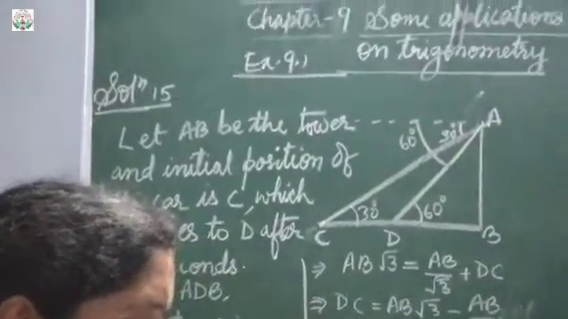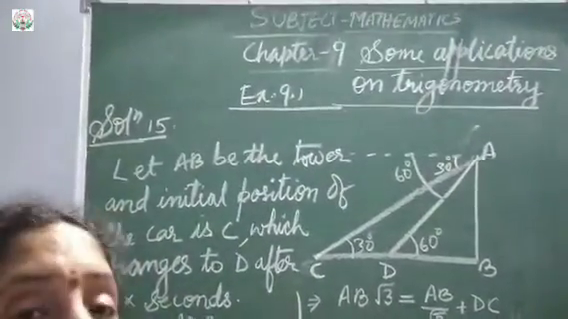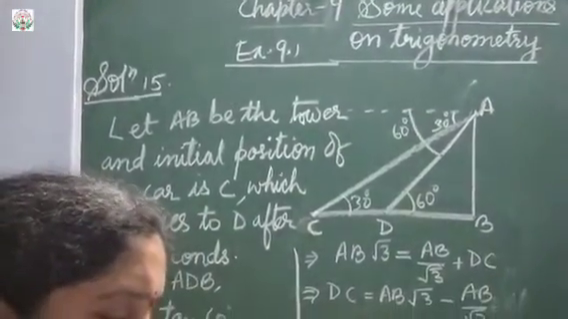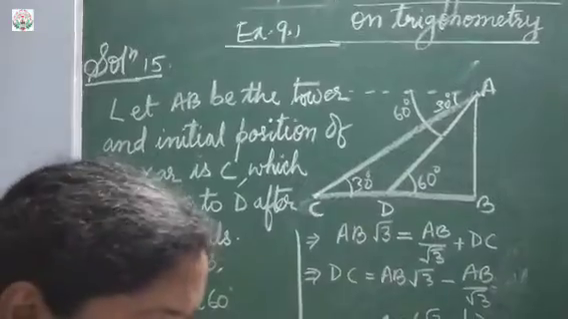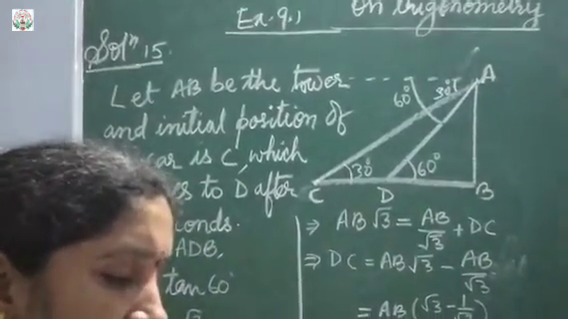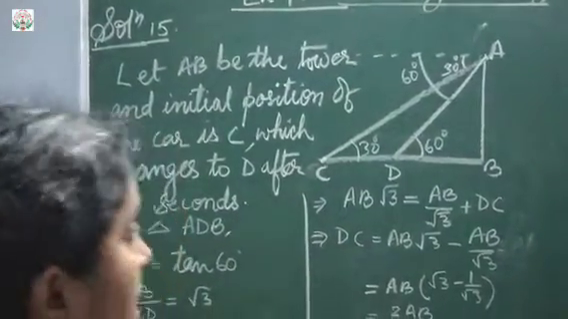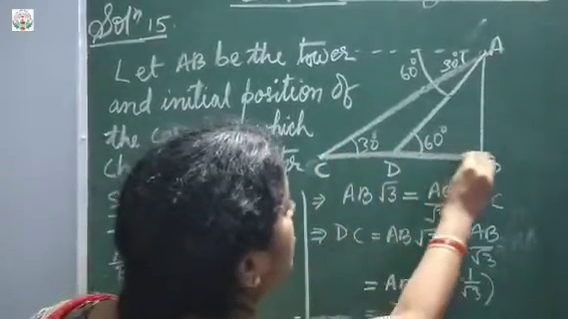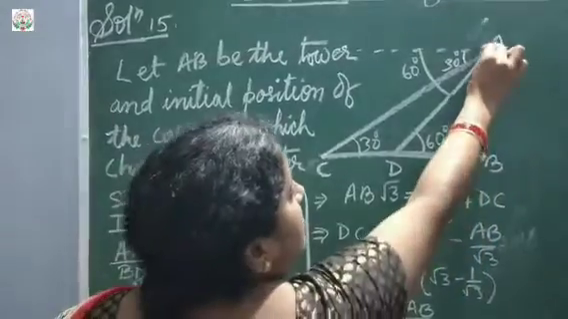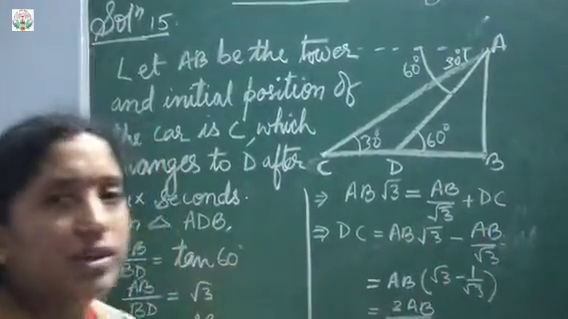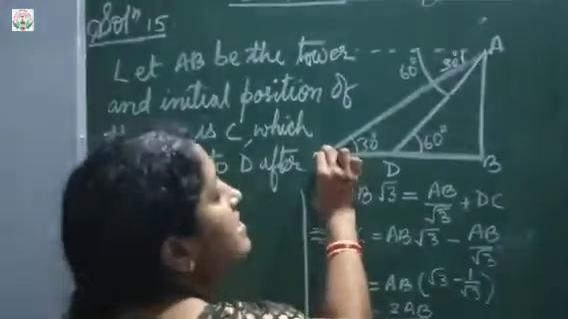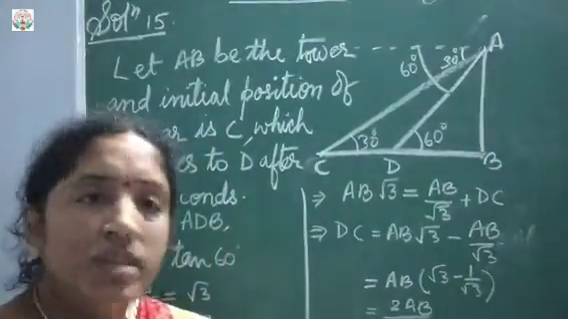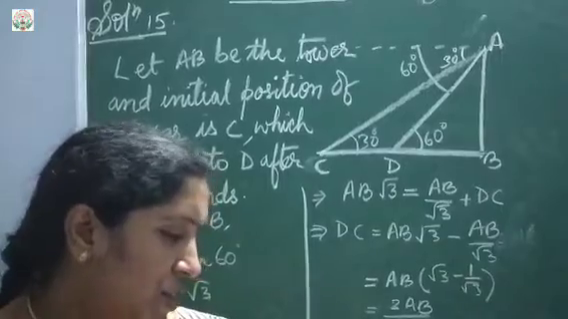Question number 15, that is exercise 9.1, question number 15. A straight highway leads to the foot of a tower. A man is standing at the foot of the tower. A straight highway leads to the foot of the tower. This is the tower. AB is a tower, and this is the highway road which leads to the foot of the tower. After that, what is given?